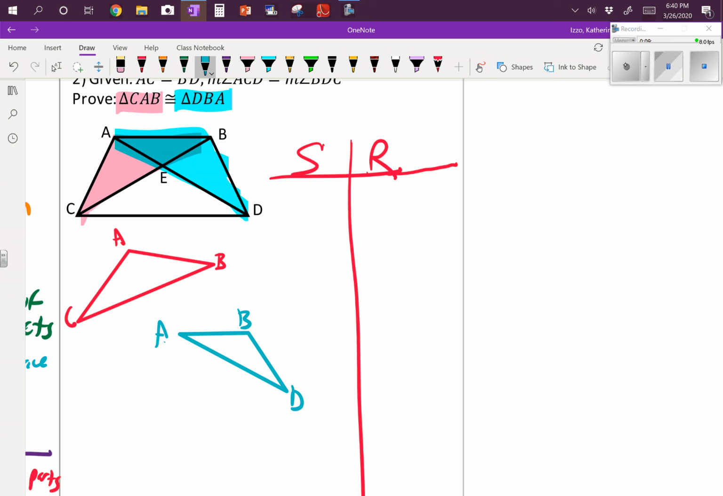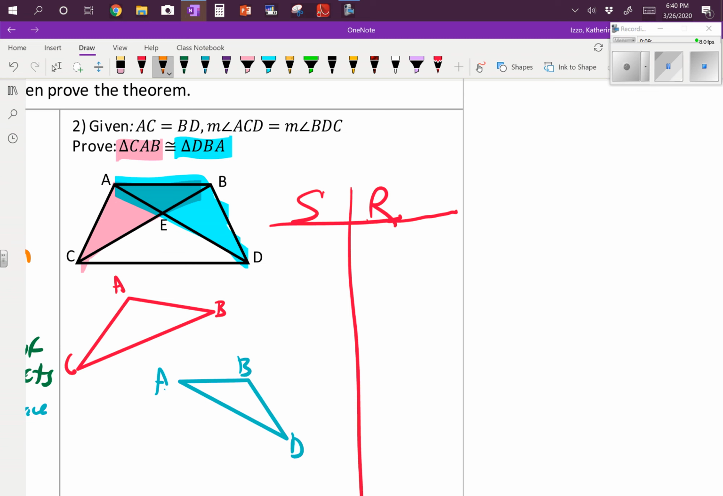Okay. Now, let's take a look at our first given. Our first given says AC equals BD. That's given. AC and BD. Hey, look, we've got a side and it's in the triangles that we want. That's super exciting. Next one, measure angle ACD equals measure angle BDC. That's my second given.